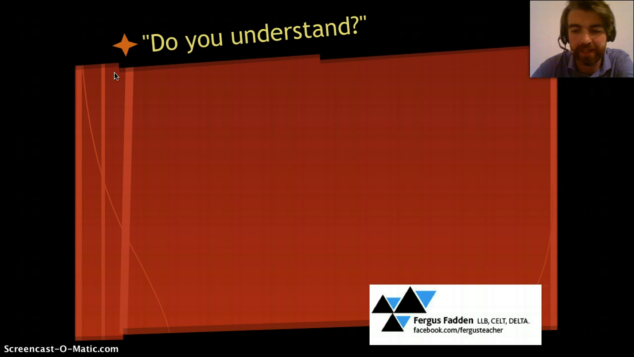Do you understand? This is the question that many CELTA trainers try to forcibly remove from all CELTA trainees' teaching vocabulary. So what is a better way of finding out if a student has understood? Well, first of all, let's think about why "do you understand" is a bad question. I always give the example to my trainees.